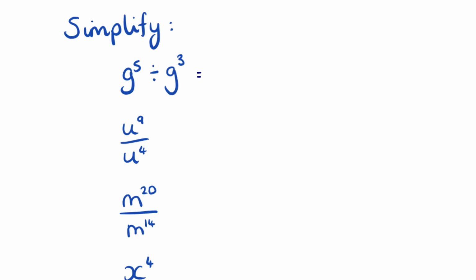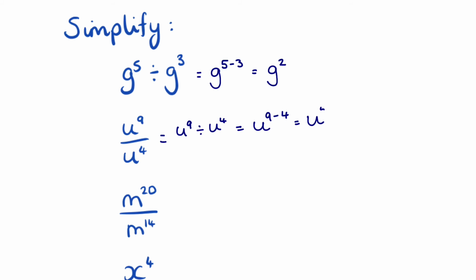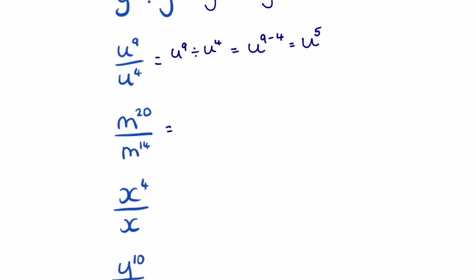g to the power 5 divided by g to the power 3. So we subtract the powers. So it's g to the 5 take away 3. So it's g squared. Because 5 take away 3 is 2. Okay? Now remember that you can write a divide as a fraction. So this means u to the power 9 divided by u to the power 4. And we subtract the powers again. So that's u to the power 9 take away 4. So it's u to the power 5. Okay. The next one. m to the power 20 divided by m to the power 14. Again, remember, subtract the powers. So it's m to the power 6.